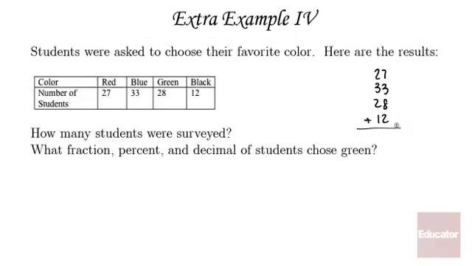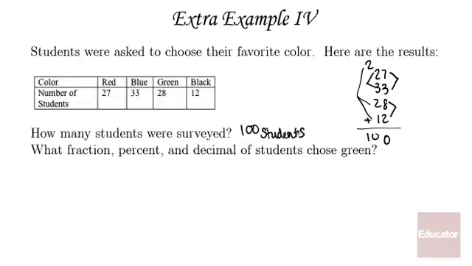Remember, when adding large groups of numbers, you should always create pairs of 10. 7 and 3 makes 10, and 8 and 2 makes 10, so that's 20. 2 and 3 makes 5, and 2 and 2 and 1 makes 5, so 5 plus 5 is 10. So how many students were surveyed? 100 students.